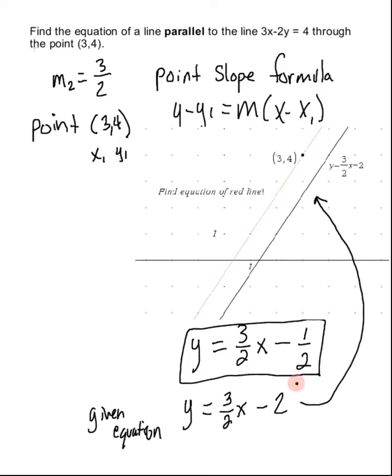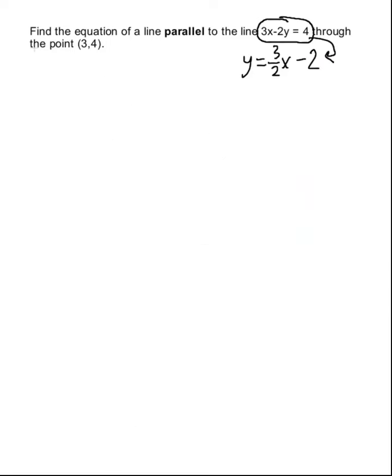Notice that the given equation again is in the black, and the line for the equation for the red line is here, 3/2 x minus 1/2. It is parallel to the black line. Now let's switch it around. Instead of saying parallel, let's write perpendicular. So we want to find the equation of the line perpendicular to this line through the point (3, 4).